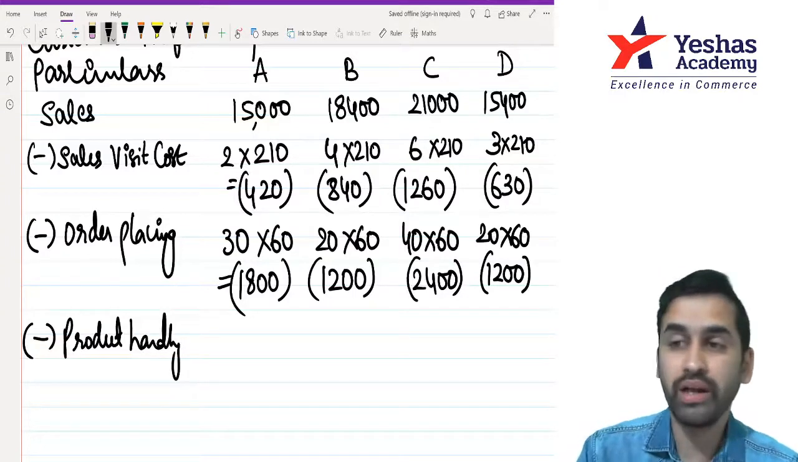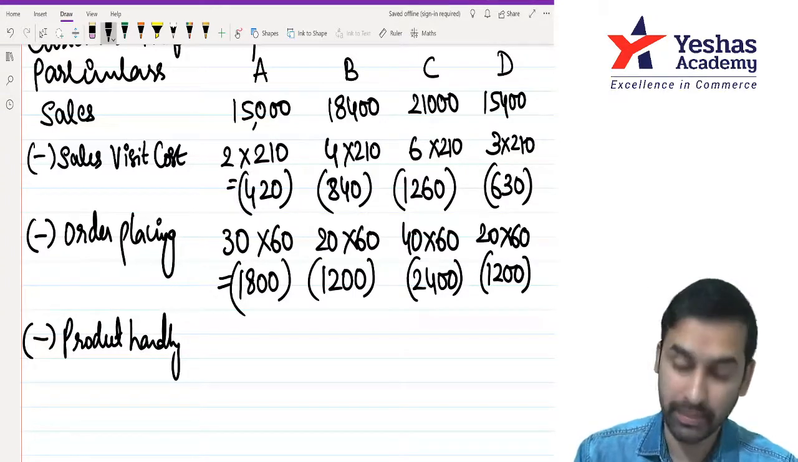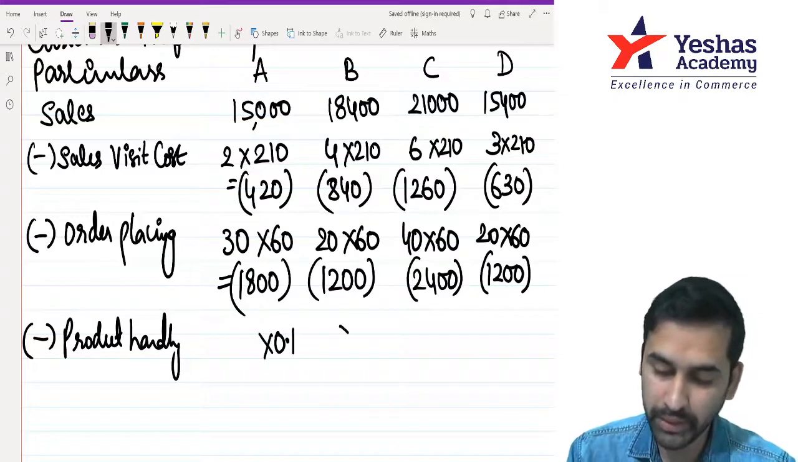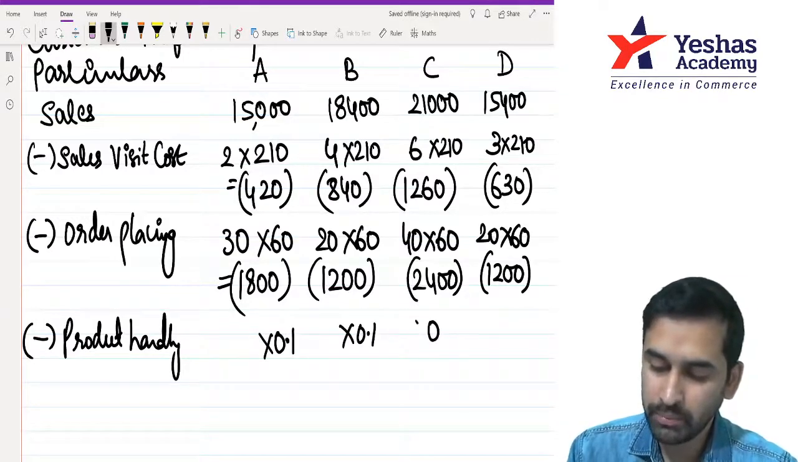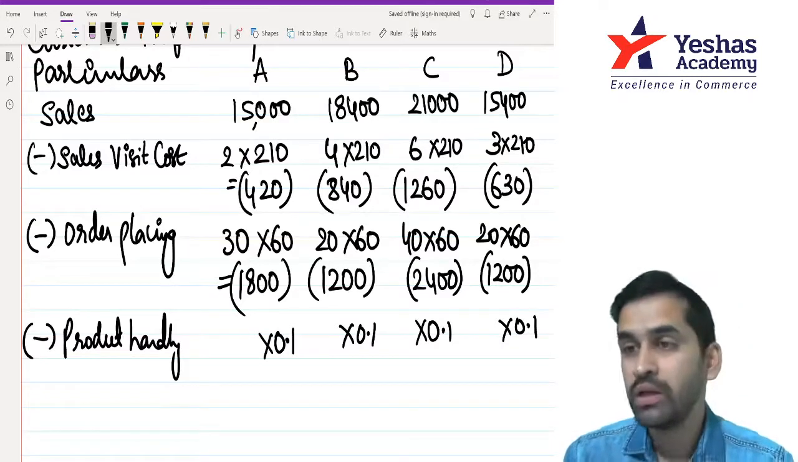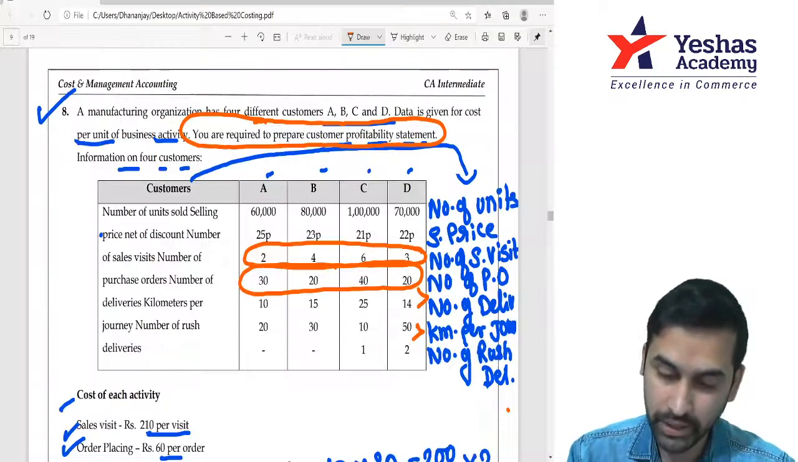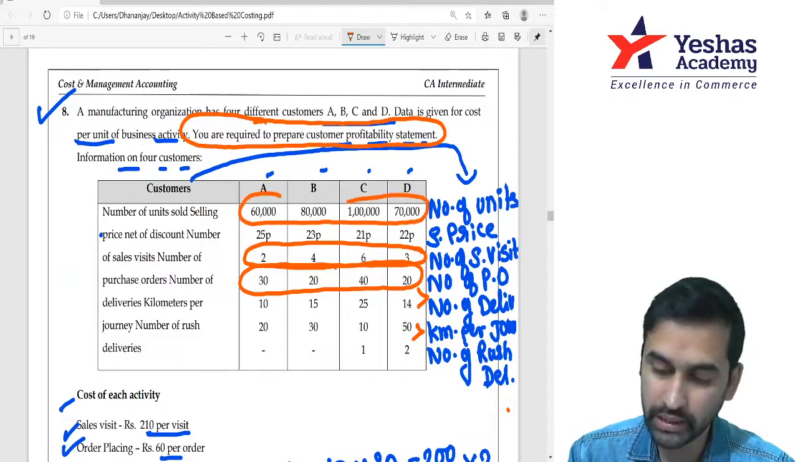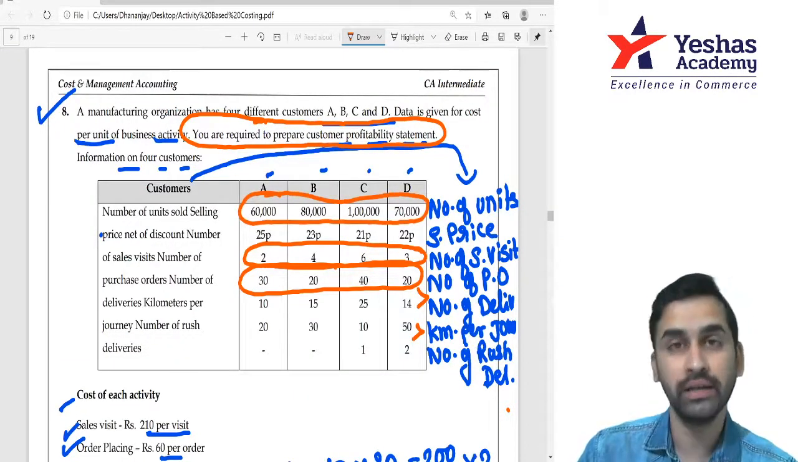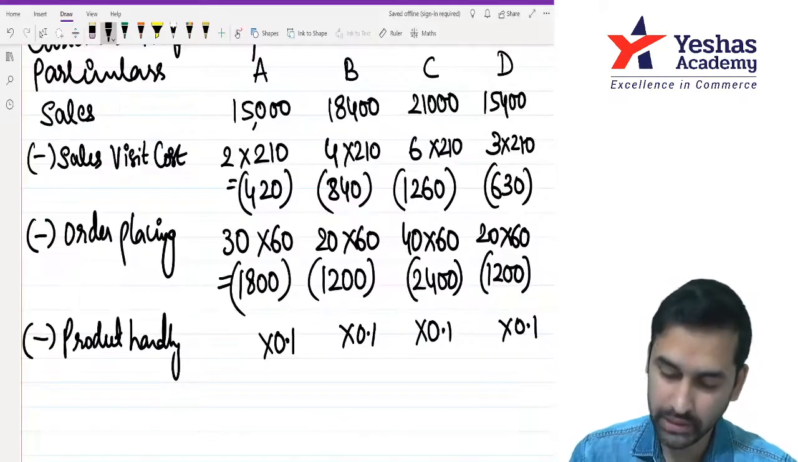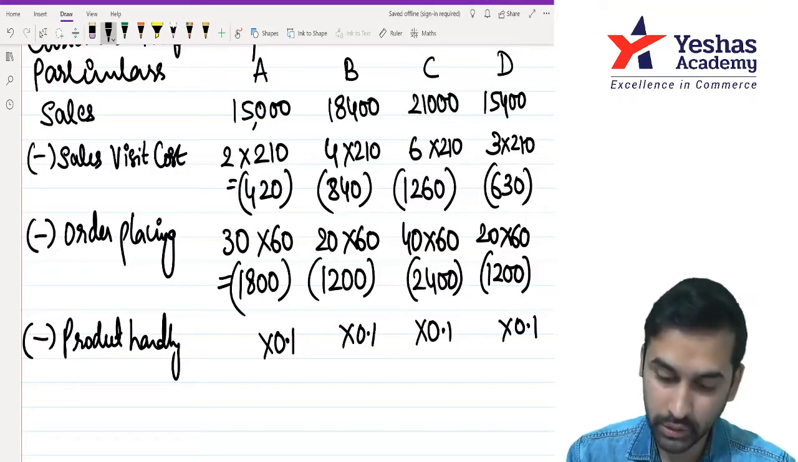It says 0.10 per item. That means you're going to multiply the number of units into 0.1. How many units? That is there in the first table, first item here: 60,000, 80,000, 1 lakh and 70,000. Copy these numbers.